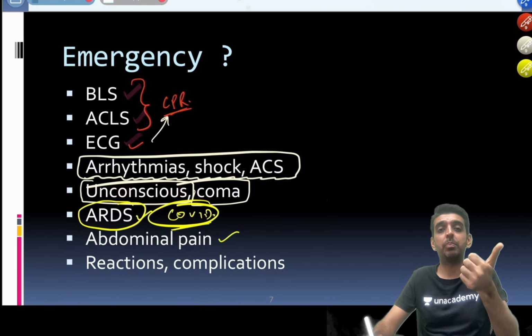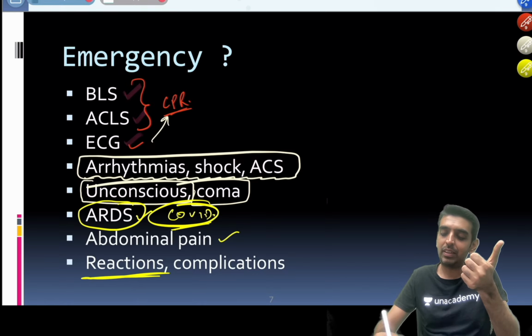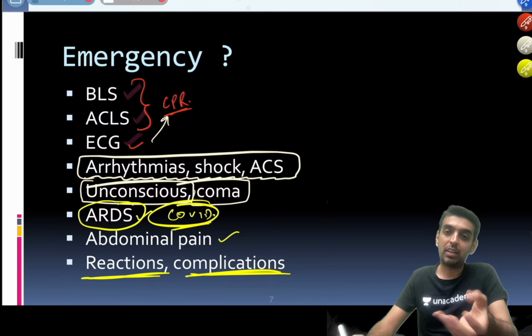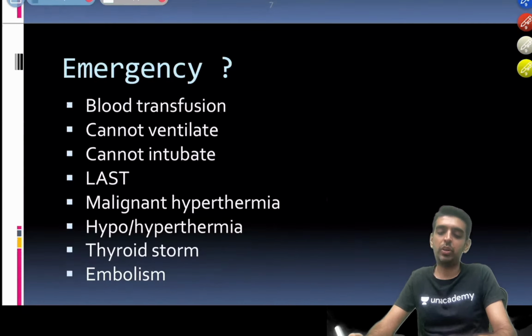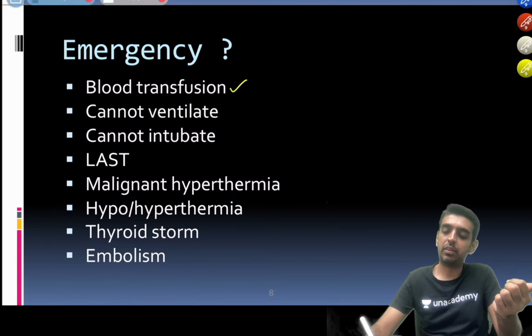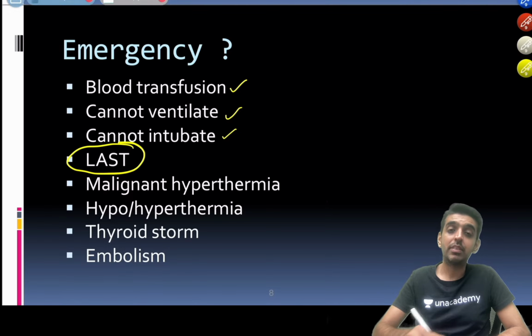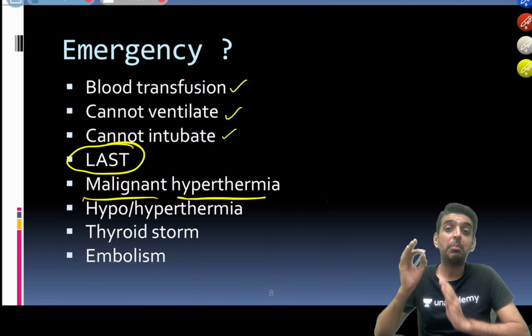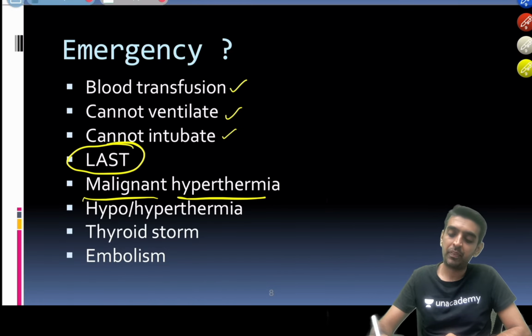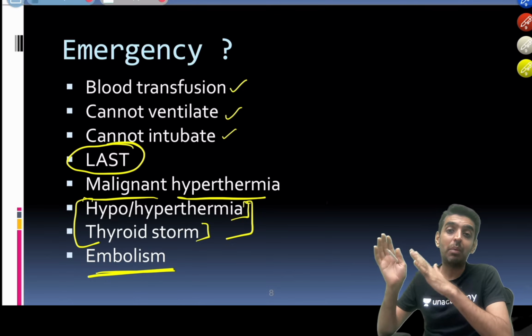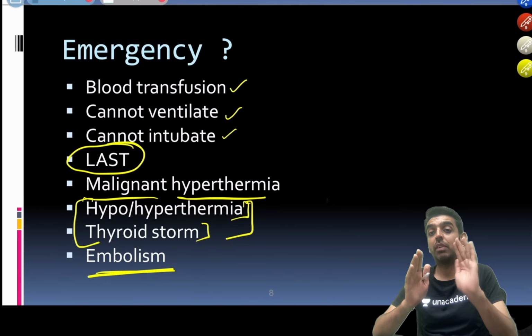In surgery, abdominal pain has been taken care of, but reactions and complications like massive blood transfusion, anaphylaxis reaction, anaphylactoid reactions, all these things we need to know of, right? So when we transfuse the blood, when we cannot ventilate, when we cannot intubate the patient, right? Local anesthesia systemic toxicity, malignant hyperthermia, which is a complication which can be precipitated by any drug that you give, right? Hyperthermia, thyroid storm, this can happen anywhere, right? And embolism. These are some of the emergency case-based scenarios that we'll be discussing today, right?